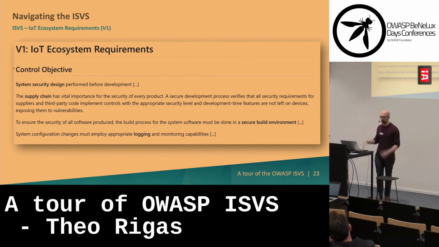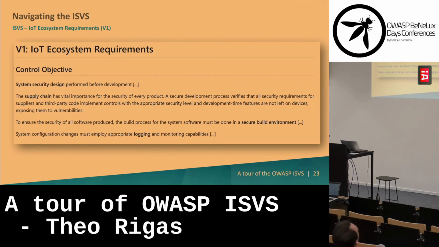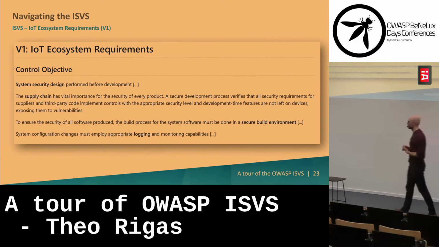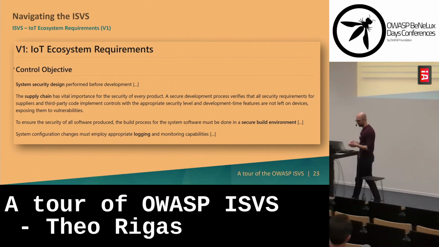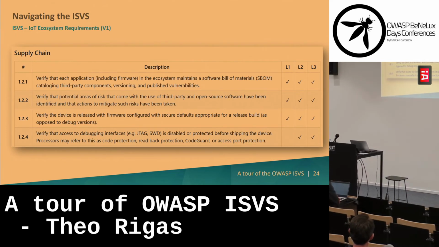Well, if you look at chapter 1, which is about the ecosystem requirements, it has different objectives, so secure design, supply chain management, secure building environments, and logging and monitoring. And if we zoom in on the supply chain requirements, I'm not going to read all of them, but you can check the first two if you want.